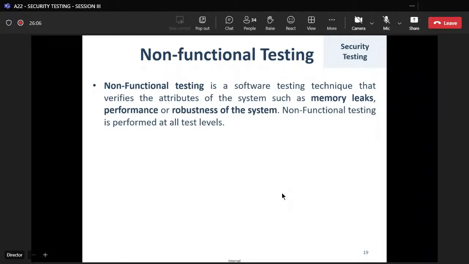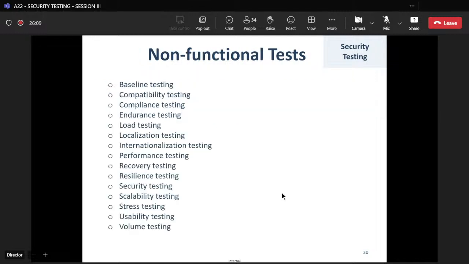And also we have a lot of types in non-functional testing. For example, baseline testing, compatibility, load testing, localization testing, resilience, security testing. So these are the various types of tests which will help you to evaluate the overall system performance, the robustness, the reliability, the usability, and the volume testing. Depending upon the requirement, not all organizations will go through all the types of tests. Depending upon their requirements and the objective of the test, they'll choose one or more types of non-functional testing, perform it, and satisfy it.